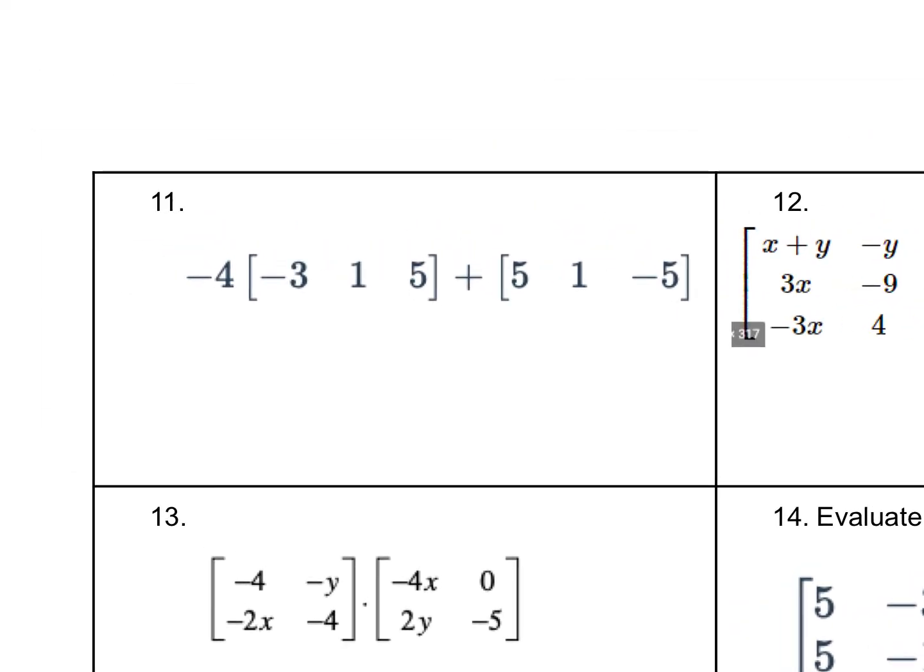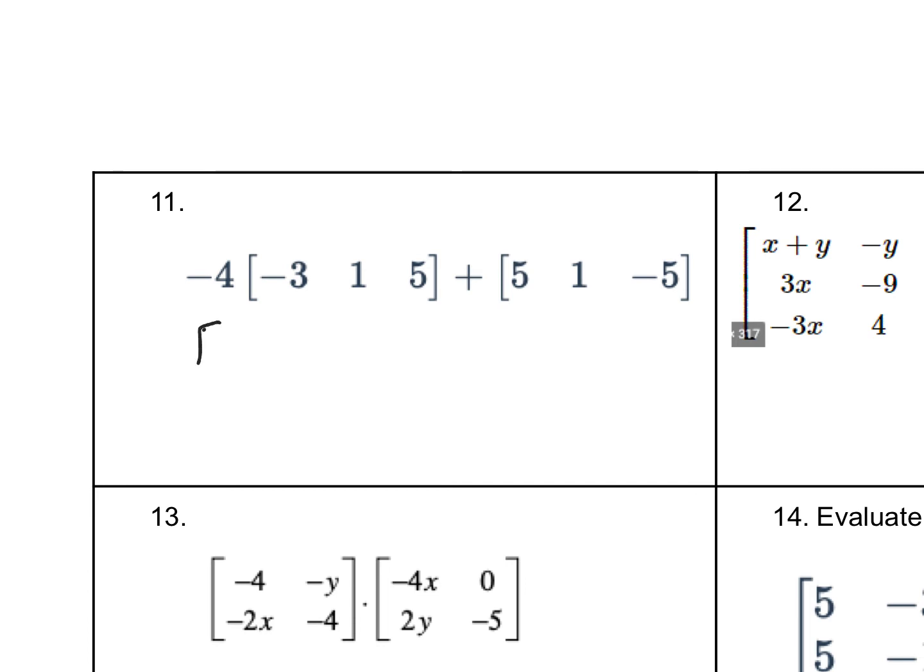Number 11. Okay. So, this one's a little different, right? This one's got one of those what we call scalars, and it's also addition. So what do you think we do first? Just follow order of operations. Yeah, we always distribute first, okay? So we see that negative 4 is being distributed. Is it being distributed to both matrices or just one? Just one. It's just in front of the first one, right? So we need to do that first.